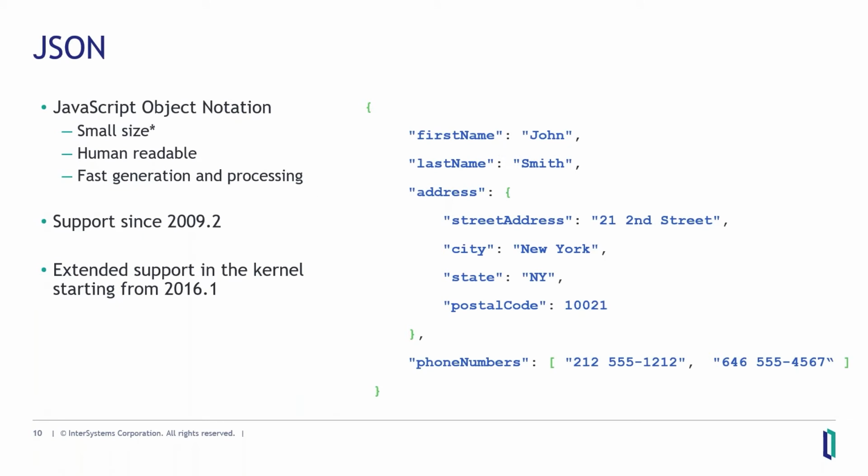Well, a small note on notation, usually used to talk between client and server. If we're talking about REST, we're talking about JSON, which is JavaScript Object Notation. It's small in size, at least it's smaller than XML. It's human readable, and it's fairly fast at generation and parsing. It's available since 2009.2, and there is extended support starting from 2016.1. And on the right, you can see a sample of JSON data.